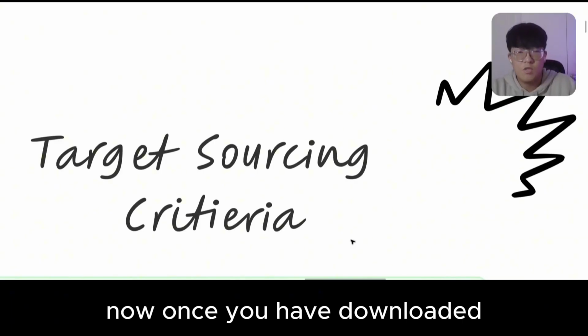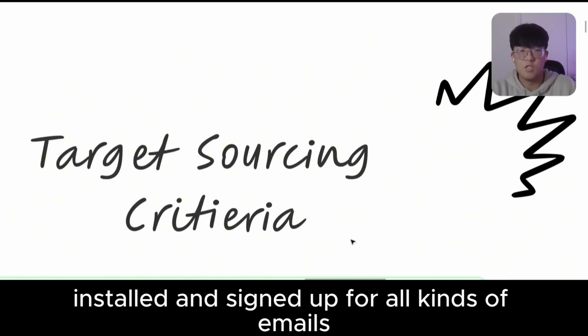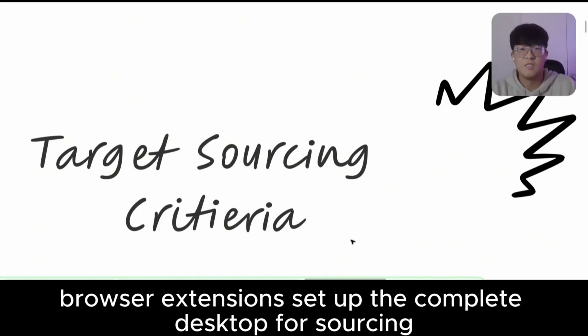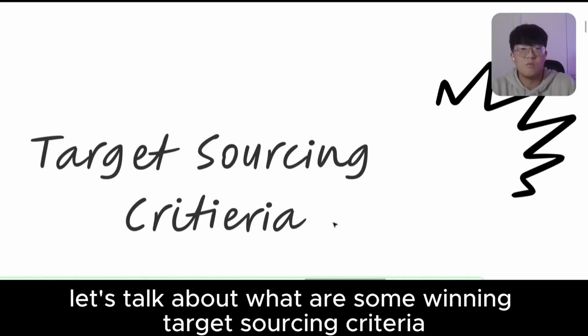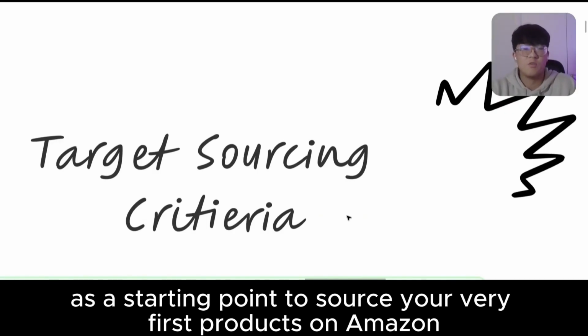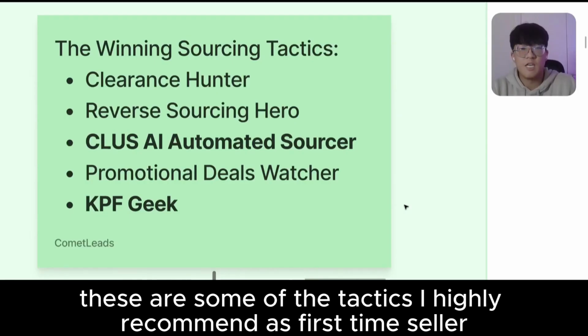Now, once you have downloaded, installed, and signed up for all kinds of emails and browser extensions, and set up the complete desktop for sourcing, let's talk about some winning target sourcing criteria that you will need as a starting point to source your very first product on Amazon. These are some of the tactics I highly recommend as a first-time seller.